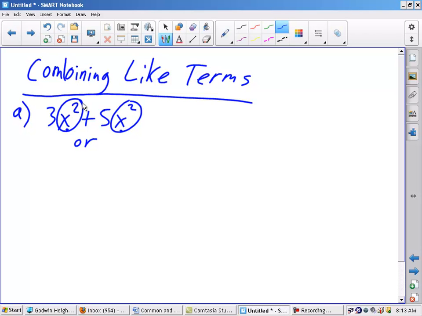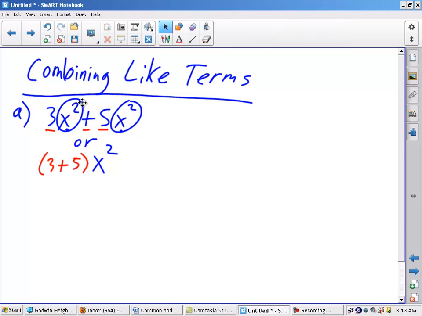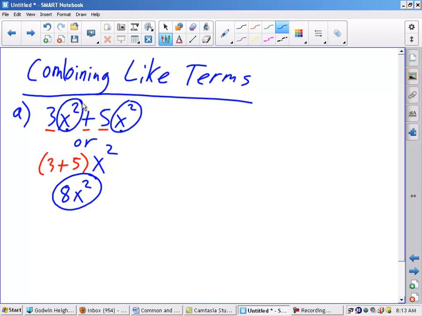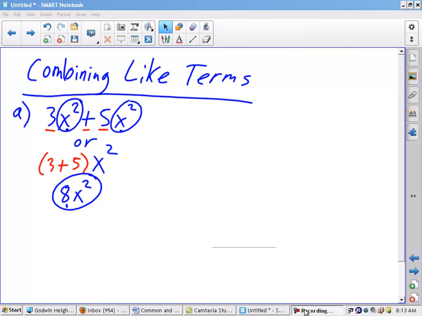So what we can actually do is pull out just an x squared out front and then really focus on the 3 plus 5. So then I would group that as 3 plus 5 x squared, and then I would simply be able to add inside parentheses there to give me 8x squared. And as you can see, you can just quickly look and say, okay, these are like terms. 3 and 5 give me 8, so then I have 8x squared, and that's my final answer for that.